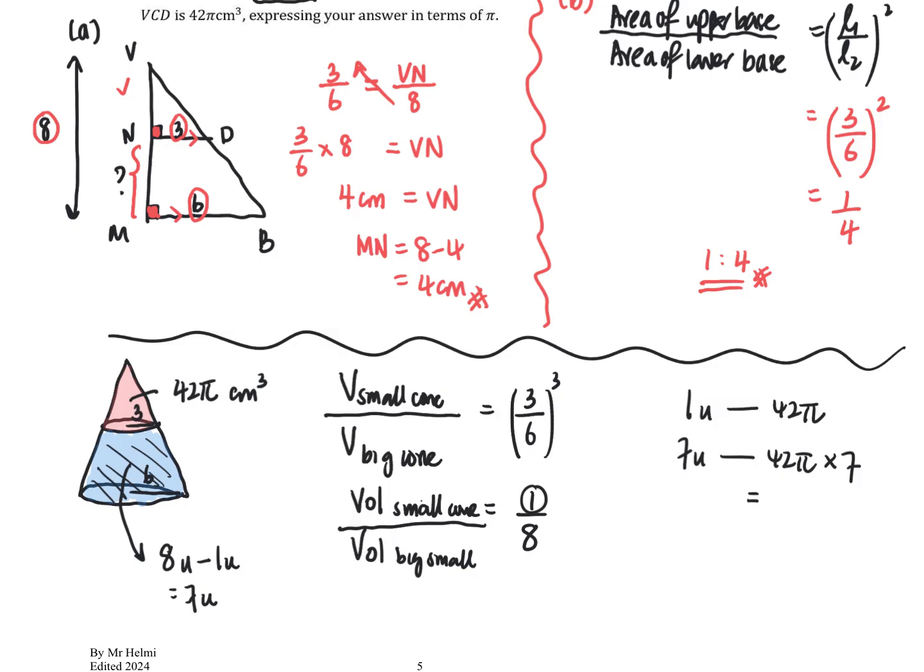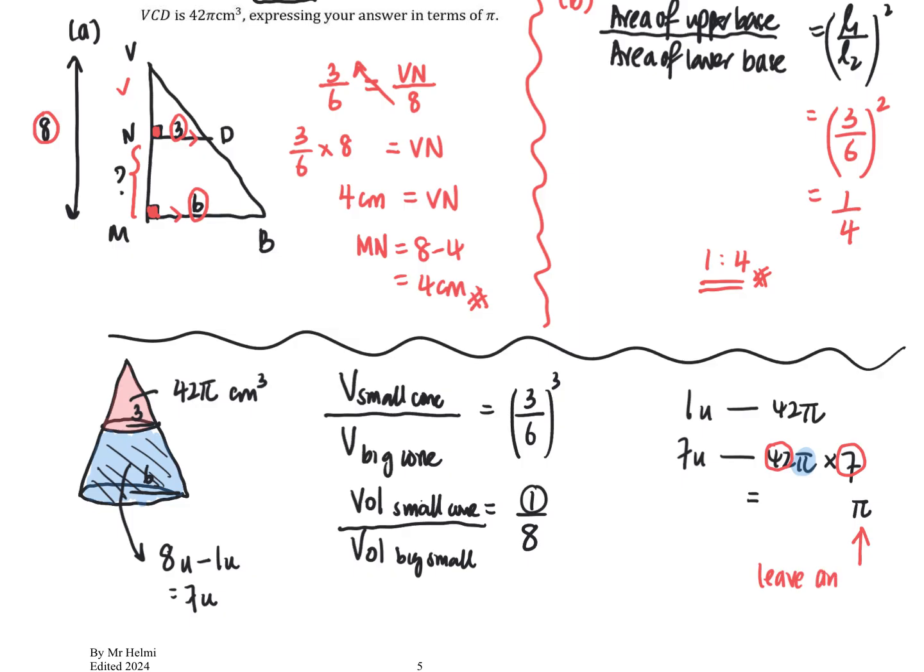They say express your answer in terms of pi, right? So don't press this value of pi. Just leave it. Don't even key into your calculator. Just leave it here and just multiply 42 with 7. When they say leave your answer in terms of pi, don't evaluate the pi. Leave it there.